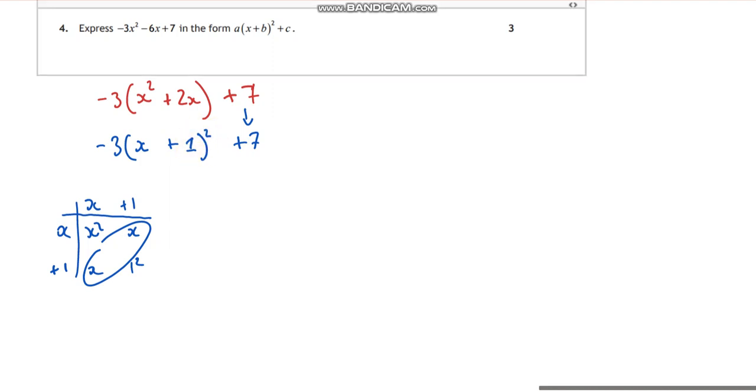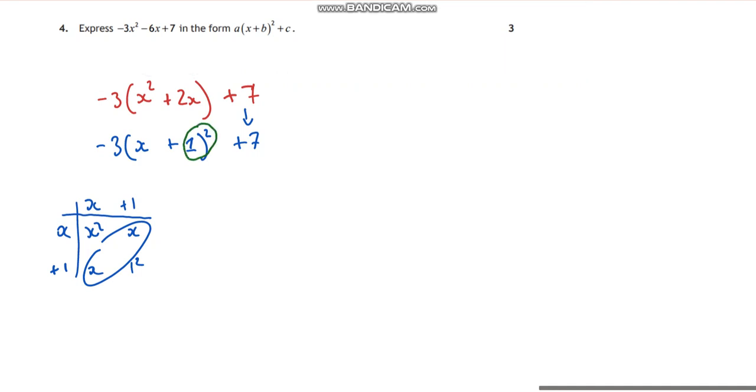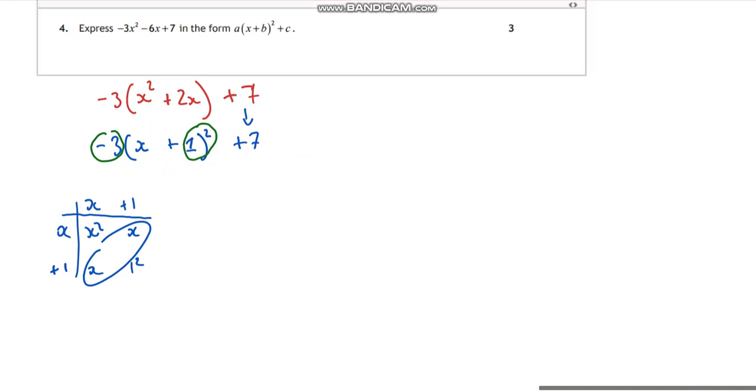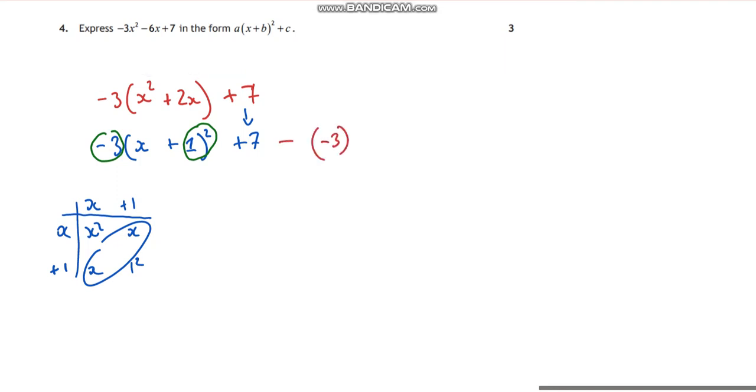So what I have to do is I say, right, I've generated a 1 squared, which I don't want. But that's also going to get times by -3. So 1 squared times -3 is -3. So if I'm generating a -3 I don't want, then I'm going to have to get rid of that. So I'm going to take away -3. I'll put it in a little bracket. Right, we always take away the thing that we've generated which you don't want. I do not want this 1 squared, which then will get times by -3, so I have to take that away.